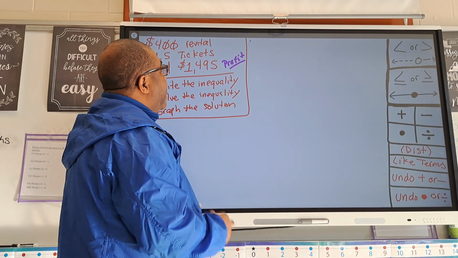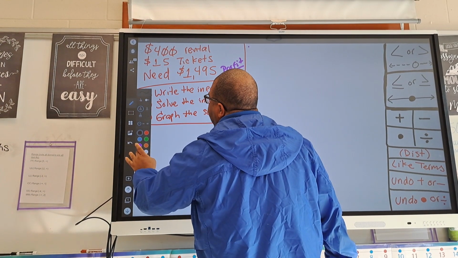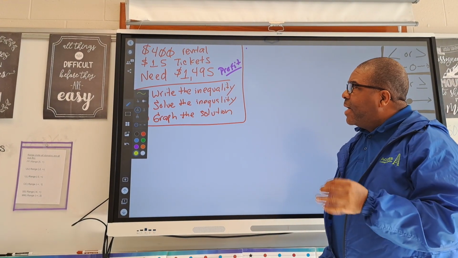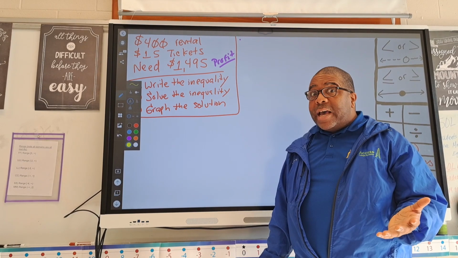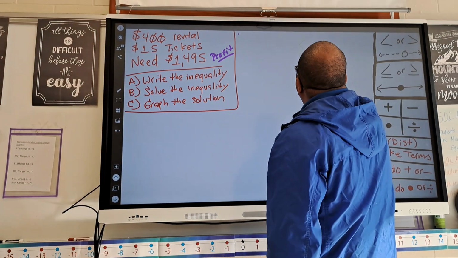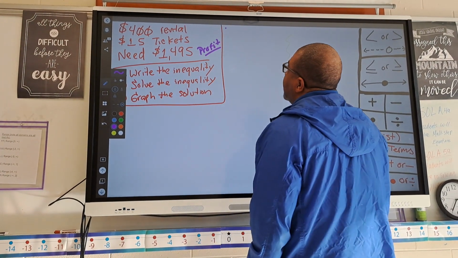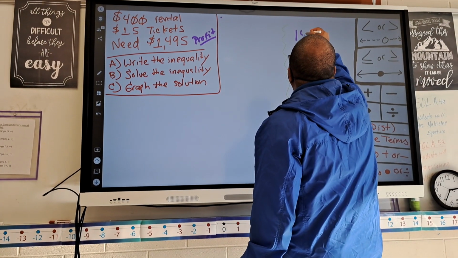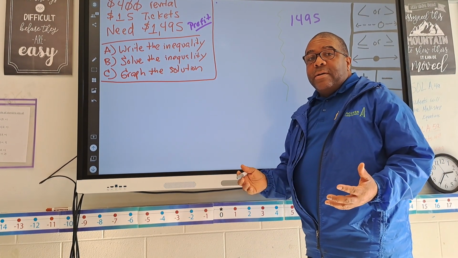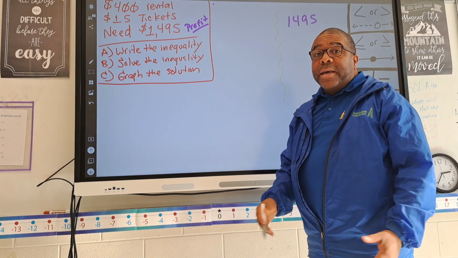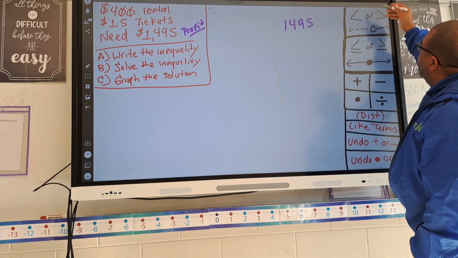So, let's do the math. It's going to be an inequality because it doesn't say they have to sell a certain amount. We need to find out how many they have to sell. They can sell more if they want to, but they have to sell a certain amount. So, I'm going to put a little river down the middle. They need 1,495, and they need to sell at least a certain amount so they can get that. They can sell more, they can't sell less. So if it's more but not less, which inequality is it?